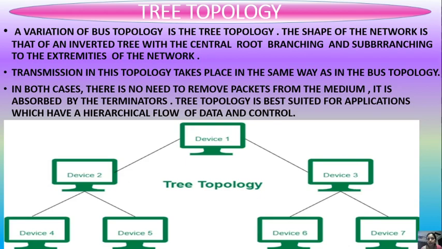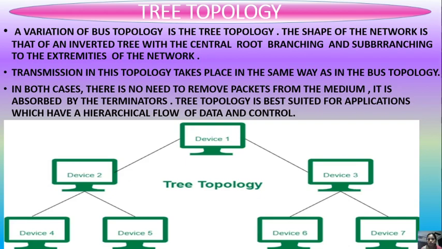This inverted tree has a central root branching and sub-branching to the extremities of the network. Here you can see the central node, which is like a central root. Just imagine the inverted tree, the reverse tree, so the root is on the top. In general, we can say the root is on the top.